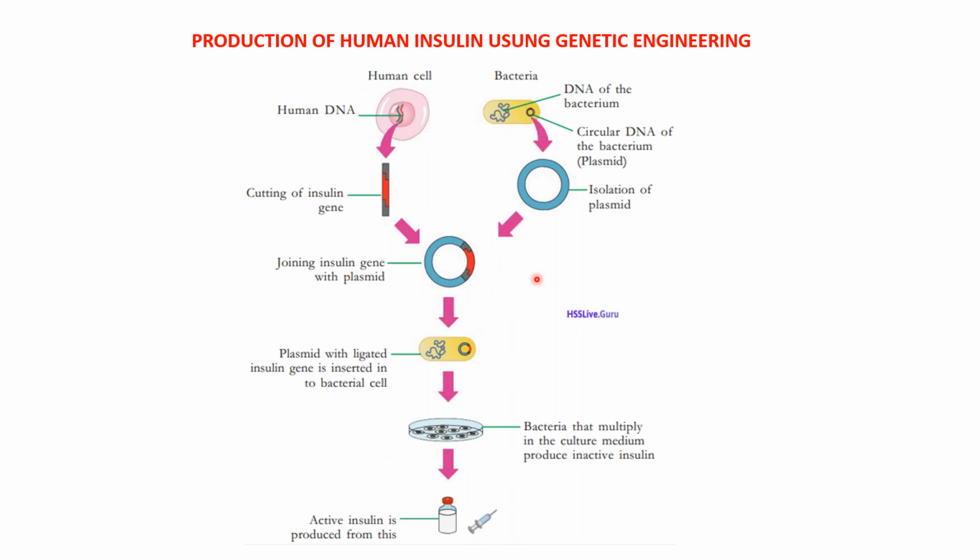Now this recombinant DNA is inserted into the bacterial cell. Here this is the bacterial cell, and we insert the recombinant DNA into it, and the bacteria is allowed to multiply. Along with transcription and translation, the insulin gene is expressed and insulin is produced within the bacterial cells. This is the bacterial culture which contains the insulin, which is then extracted, purified and finally bottled like this, so it can be used. So this is the production of human insulin using genetic engineering.